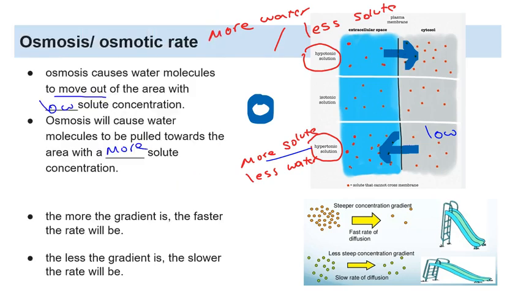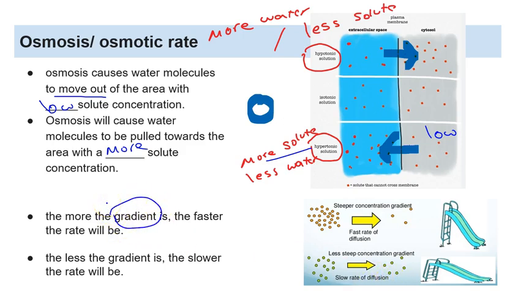And there is another rule related to osmotic rate. The greater the gradient, the faster the rate. You can see here the steeper concentration gradient lets us have a faster rate of osmosis. The less steep the concentration gradient, the slower the rate of diffusion. What is the gradient?